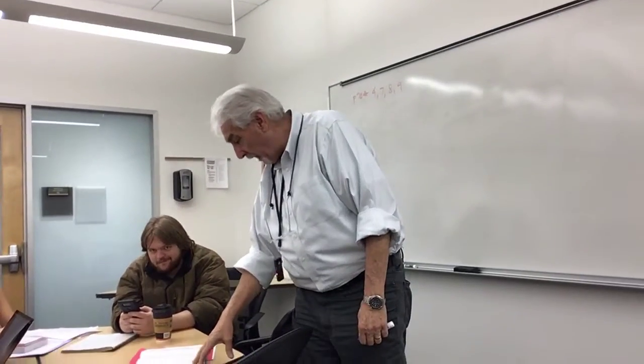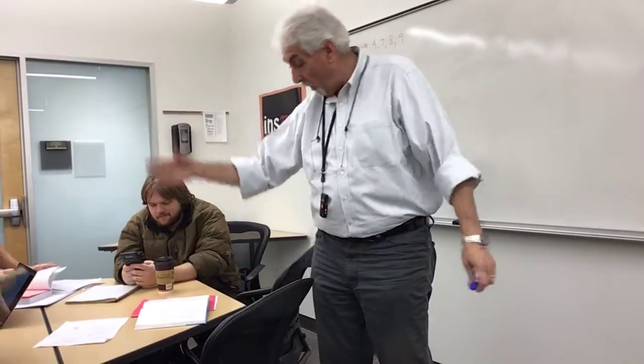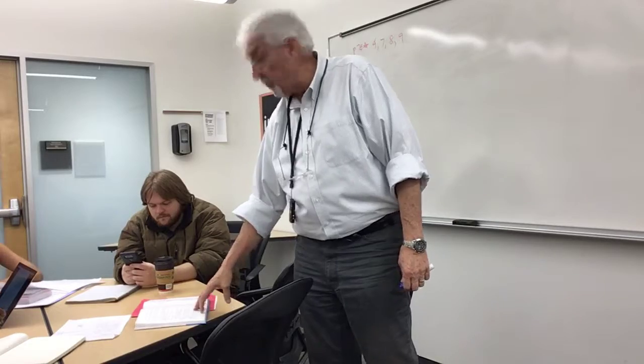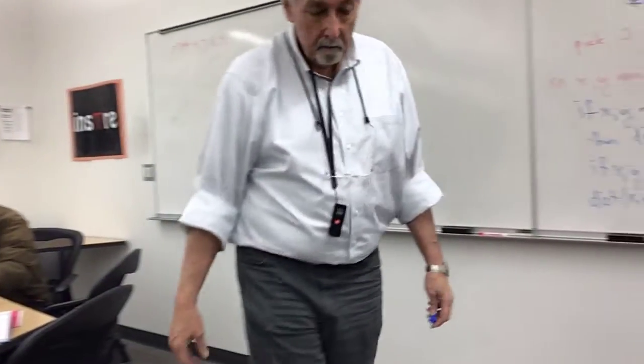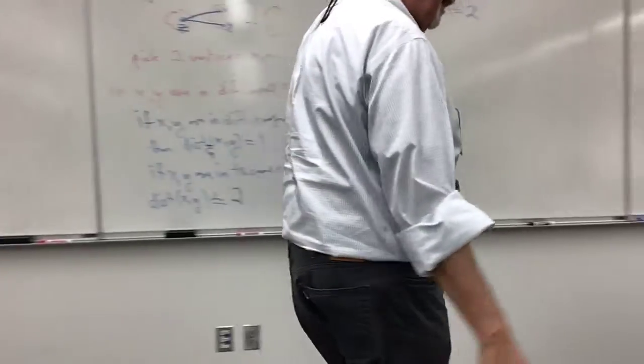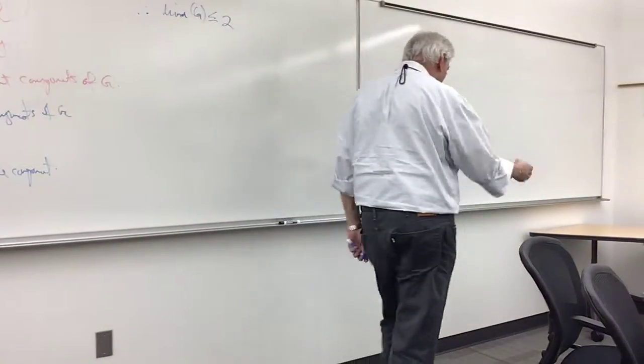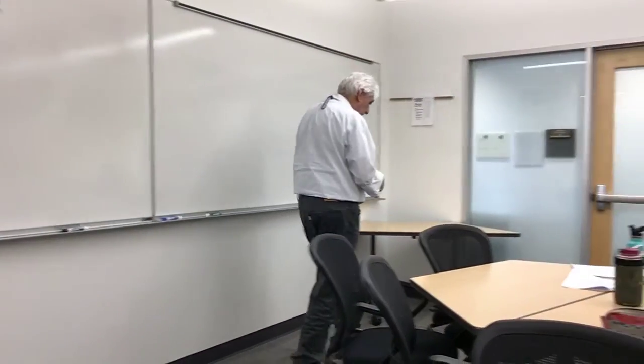Okay. Number all non-isomorphic four regular graphs of order 7. Anybody got 1? A 4 regular graph of order 7.